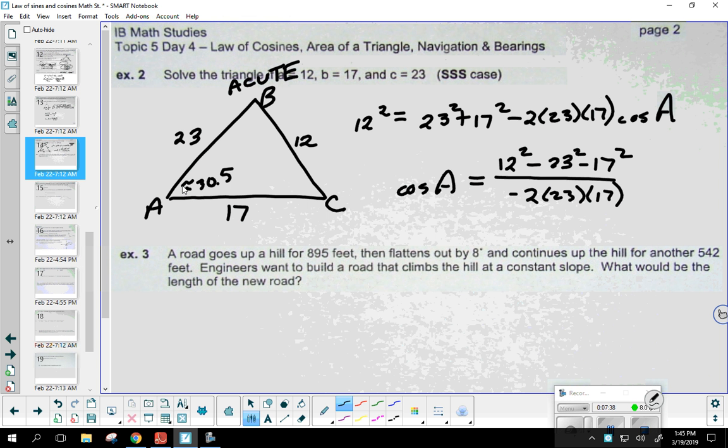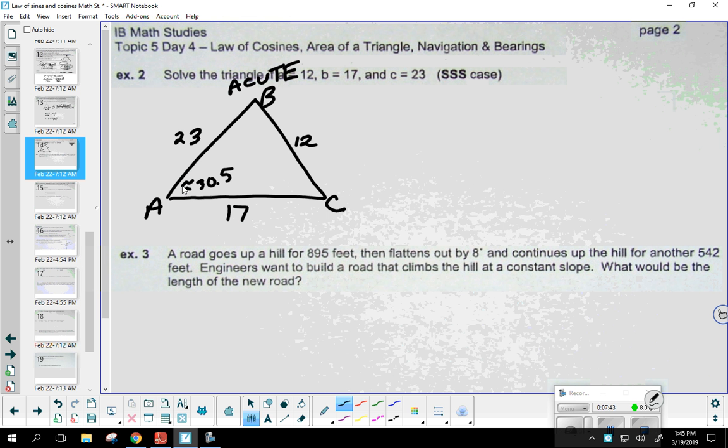Now, if I'm going to go for C, I have to use what? Law of cosines, because cosine inverse is not going to give us that problem. Only sine inverse if it's going to be obtuse. So if I want to go ahead and find angle C, what's going to start my equation? So 23 squared equals 12 squared plus 17 squared times what? Times cosine of angle C.